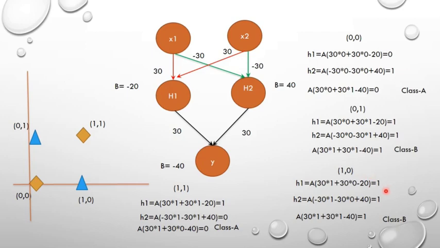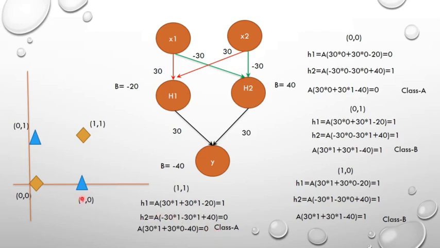Next coordinate, 1, 0. So h1 equals 1, h2 we are getting 1, and after substitution we are getting the final output as 1. So this coordinate 1, 0 also belongs to class B. Now the final coordinate, 1, 1. For the final coordinate 1, 1 we are getting h1 equals 1, h2 equals 0, and after substitution of h1 and h2 we are getting the final output as 0. So we can say this 1, 1 is classified into class A.